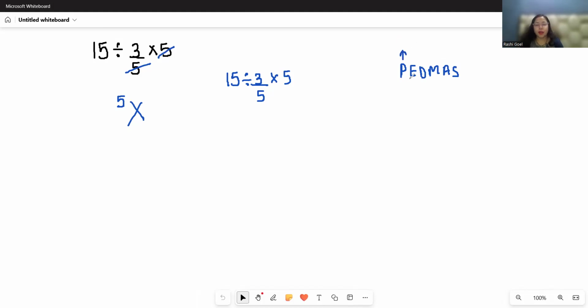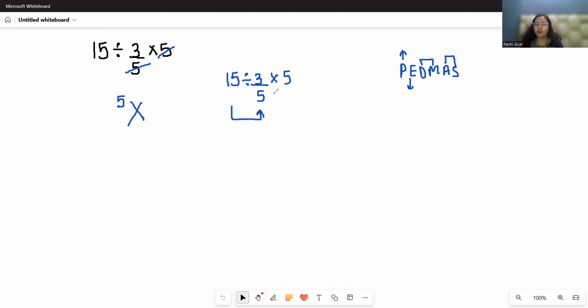Here P stands for parenthesis, E stands for exponent, D and M is division, multiplication. Both have same priority, just solve it from left to right. Similarly addition and subtraction. So here first we have given division and then multiplication. So we have to solve it from left to right.